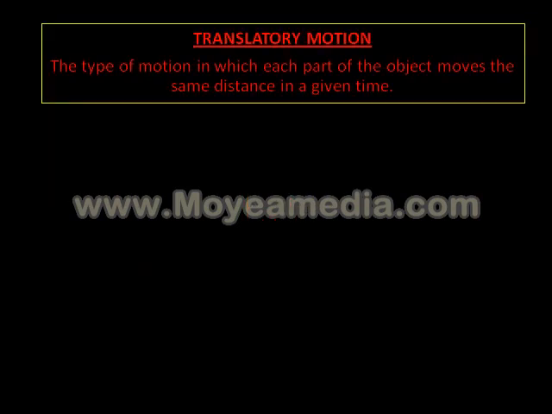First type is translatory motion. The translatory motion is that type of motion in which each part of the object moves the same distance in given time. If one part of the object is covering certain distance, every part of the object will cover the same distance. Translatory motion is of two types.